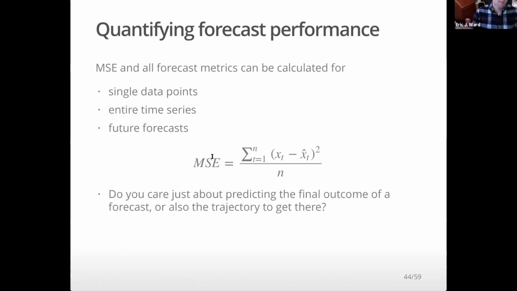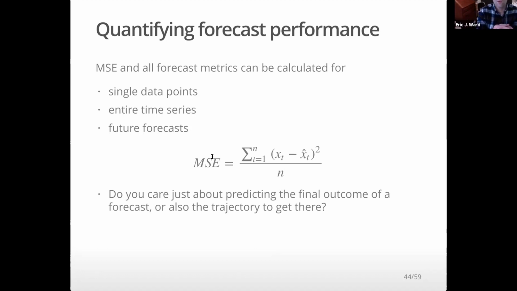So, in terms of quantifying forecast performance, another thing to think about is that any of these metrics can be calculated for single data points. So if we were thinking about, for example, the NEON challenge I was talking about last week, we were trying to make forecasts that were 7 days ahead, basically. And so one way to calculate performance would be to just focus on the prediction on the 7th day. So how well do you predict that single point?